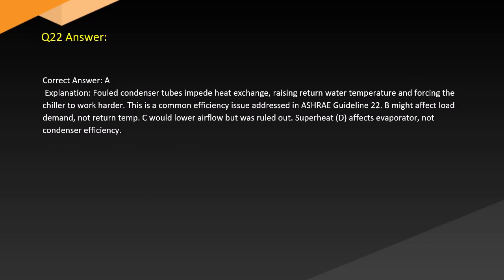Answer. Correct answer: A. Explanation. Fouled condenser tubes impede heat exchange, raising return water temperature and forcing the chiller to work harder. This is a common efficiency issue addressed in ASHRAE Guideline 22. B might affect load demand, not return temperature. C would lower airflow but was ruled out. D, superheat, affects the evaporator, not condenser efficiency.